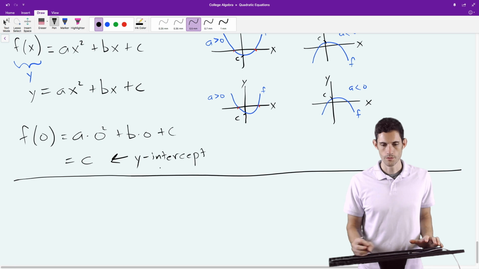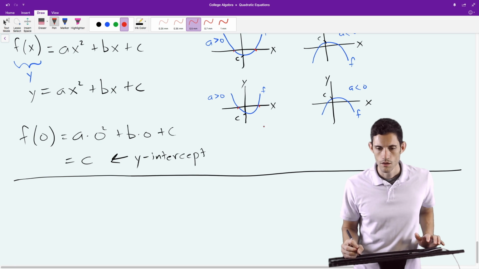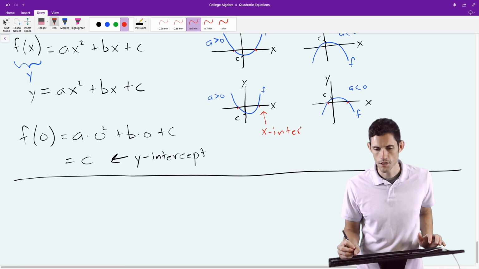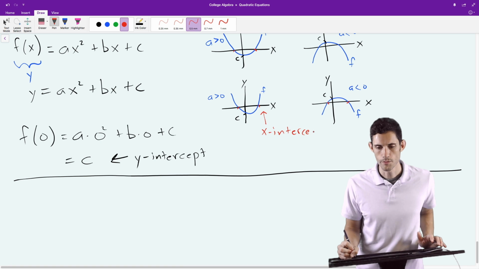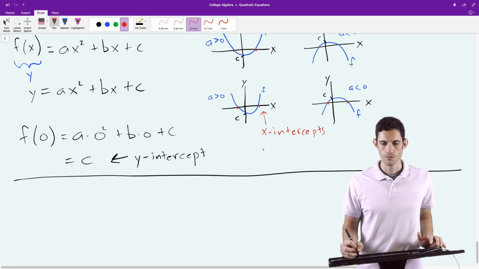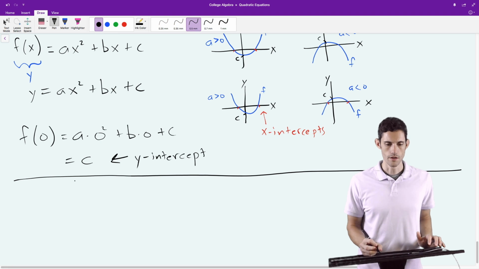So let's do an example. So let me write these red dots. These are x-intercepts. And you're done. If you know the x-intercepts, the y-intercept is c, and you know if a is positive or negative, then you can just draw the graph. That's the end of it.